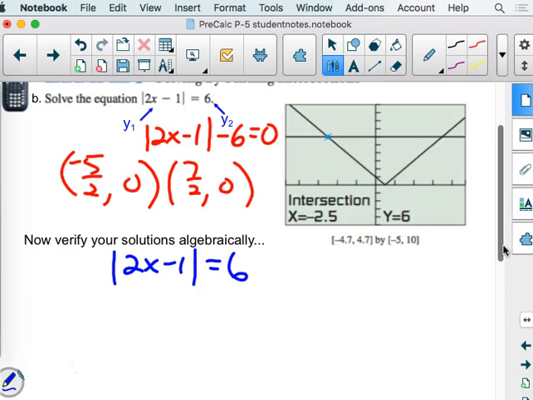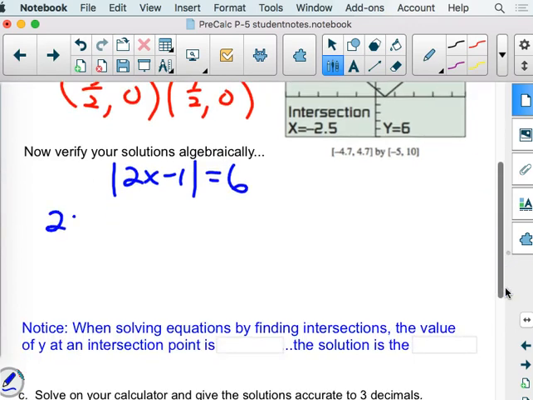Here's what I want you to think. The absolute value of something is 6. And that could be 6 that way, but that could also be 6 that way from 0. So we could have 2x minus 1 equals negative 6, or 2x minus 1 equals positive 6. Those things can happen.